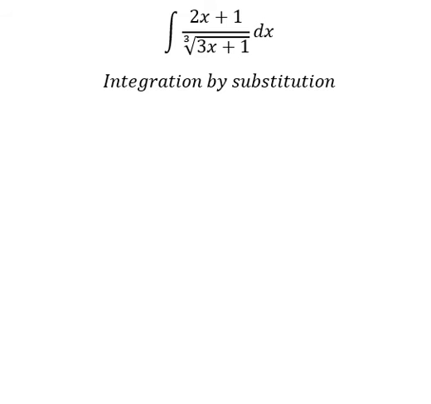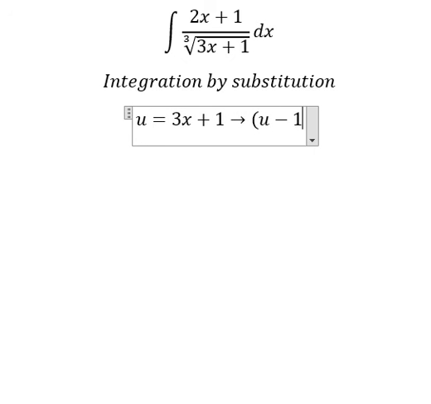So I will put u equals 3x plus 1. Because we have s, so I will put number 1 go to the left and we divide both sides by number 3. So we have u minus 1 over 3.